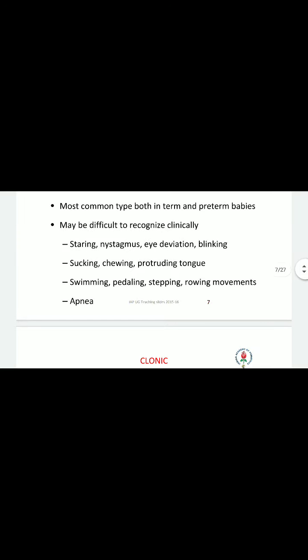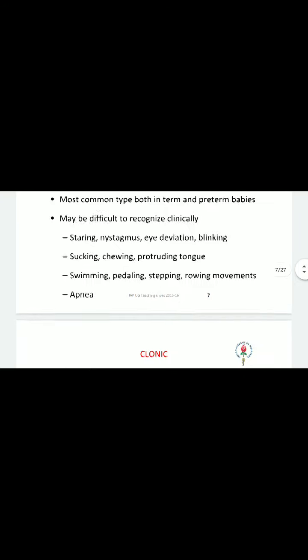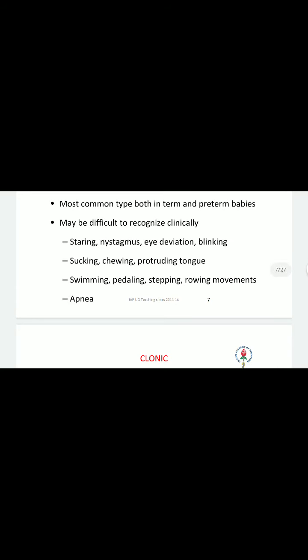Or the sucking movements, chewing movements, or protruding the tongue repeatedly. And sometimes, as if the baby is swimming, movements are seen in the limbs: paddling, stepping, or rowing movements. Look at here.